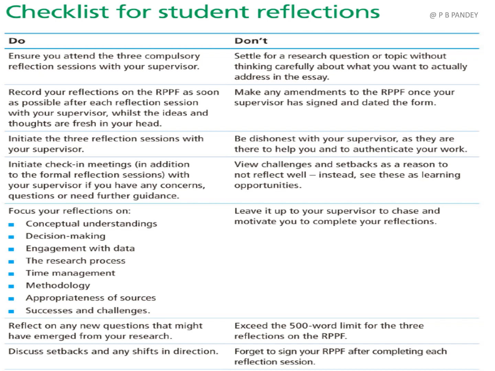This I have stated a number of times earlier. EE is a journey which has to be traveled by you, not your supervisor. Do not exceed the 500 word limit for the three reflections on RPPF, and don't exceed the limit which we have set for you. If you go beyond 120 words, that means your word limit in the second or the third reflection is reduced, and those are reflections where you need to write more. Don't forget to sign your RPPF after completing each reflection session is not important because now we are generating it electronically.